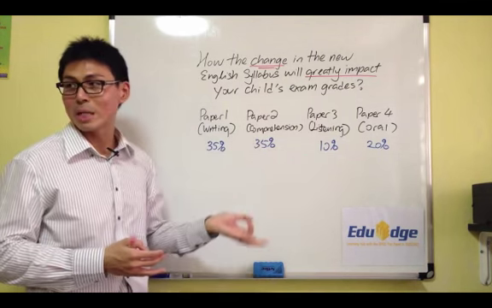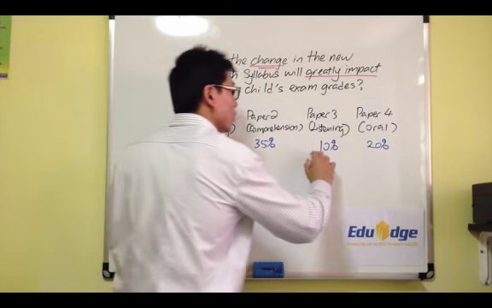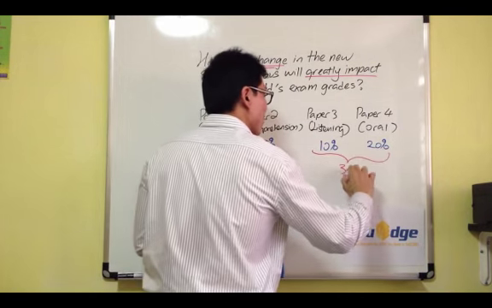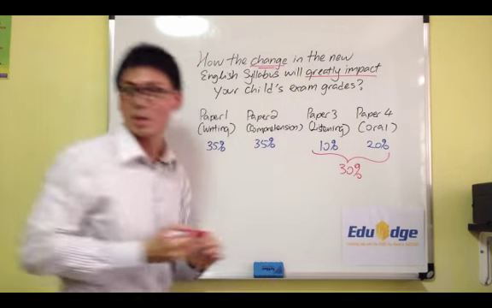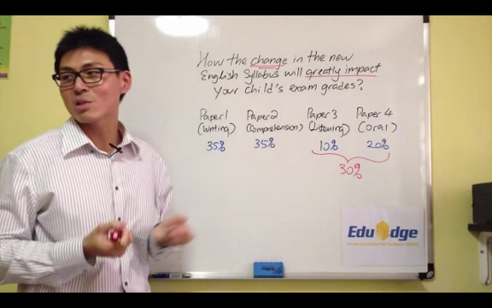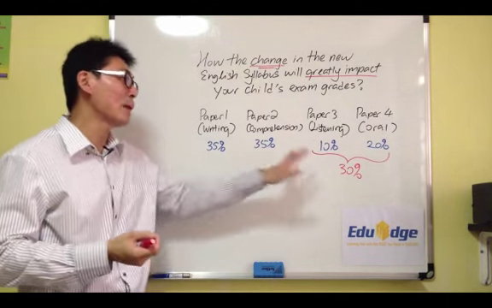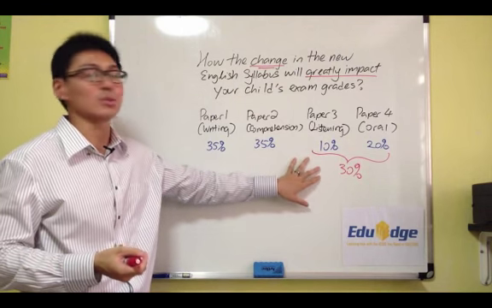Previously, there were only 3 papers. At the same time, you notice that if you add Paper 3 and Paper 4 together, both of them actually make up 30% of the whole assessment. What this means for your child is that listening and speaking skills now take a more critical role than ever before, and they play a part in how they will affect your child's grades.